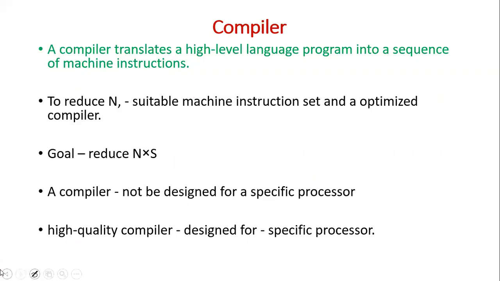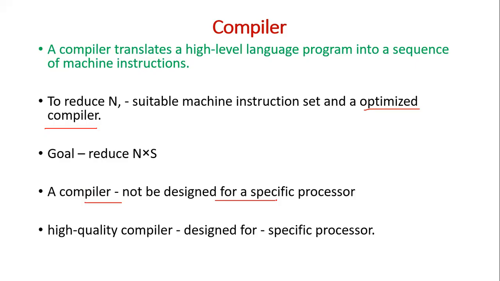Next is the compiler. The role of the compiler is also crucial in deciding the performance of the computer. The compiler translates the high-level language program into machine instructions. To reduce N, the number of instructions executed for a given program, we need an optimized compiler. The optimized compiler is the one which produces as few machine instructions as possible. So the goal is to reduce N and S. But actually, a compiler may not be designed for a specific processor.